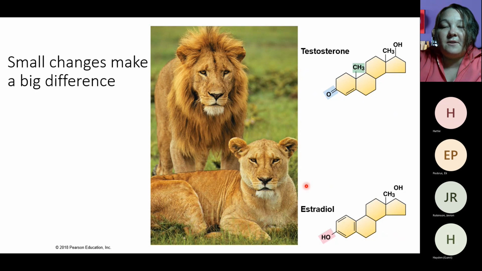Small changes can make a big difference. Here we've got 2 lions. One is male, one is female. Here's a little difference between them. Right here at this joint between this carbon circle and that carbon circle, we have a methyl group. And then over here, we have a carbon double bonded with an oxygen. Notice that here in the female version of the hormone, we're missing the methyl group. And over here, the oxygen is replaced with a hydroxyl group. Those are the only 2 differences between these 2 molecules. And just looking at the picture, look what a huge difference it makes.